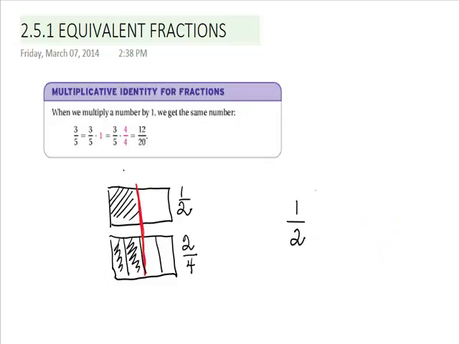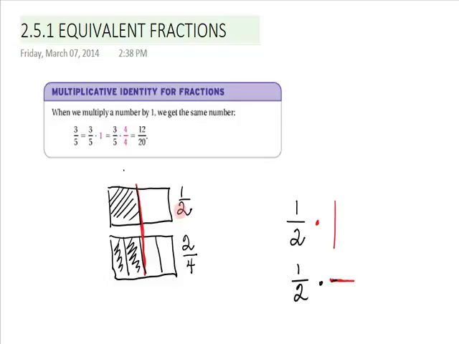Well, the identity for multiplication is the number 1. You can multiply 1 by anything without changing the value. Well, 1 can take on an infinite number of different looks.